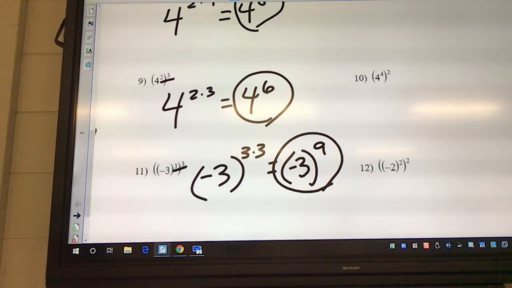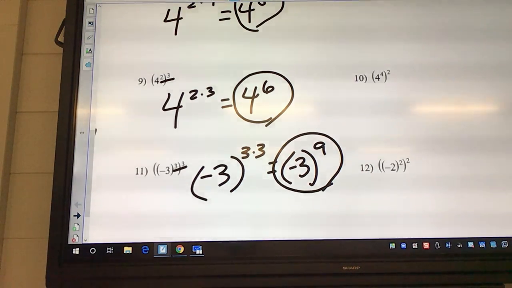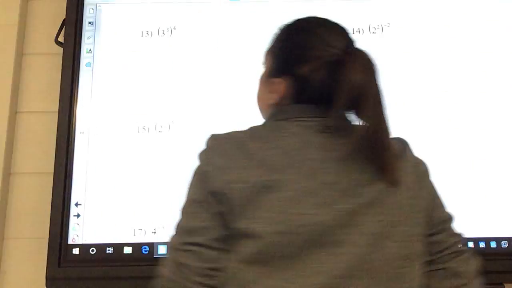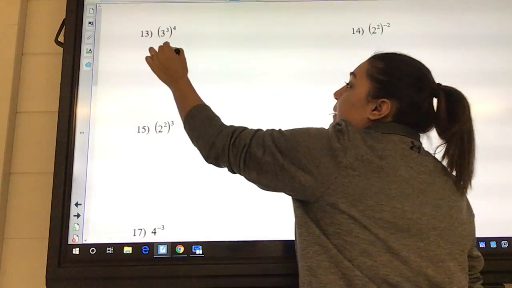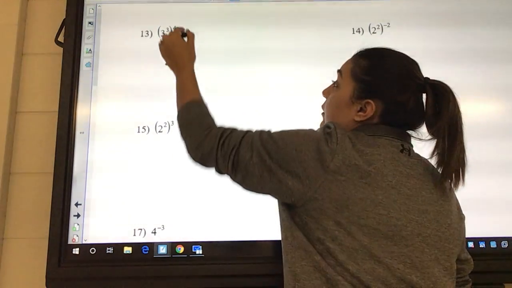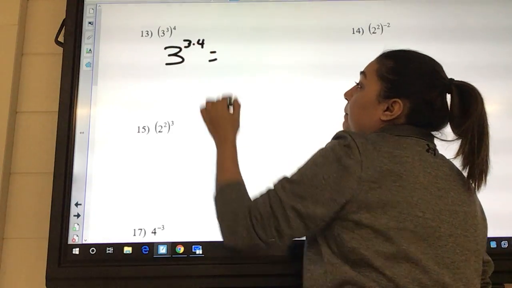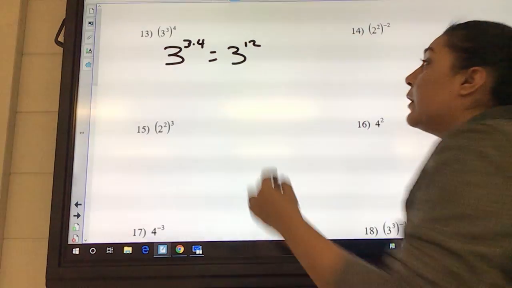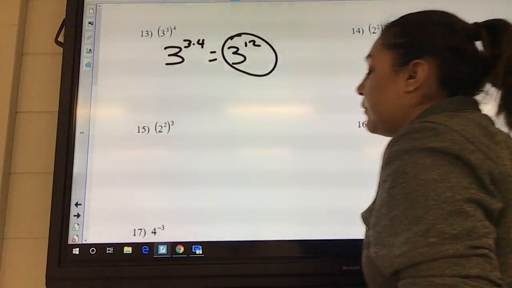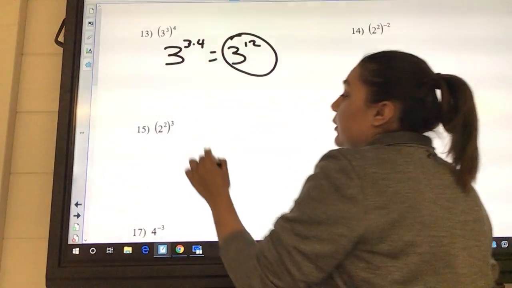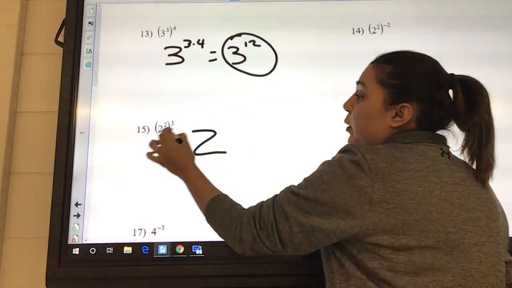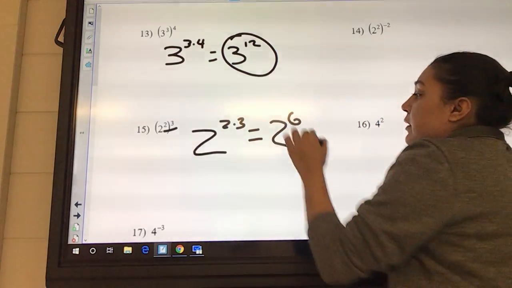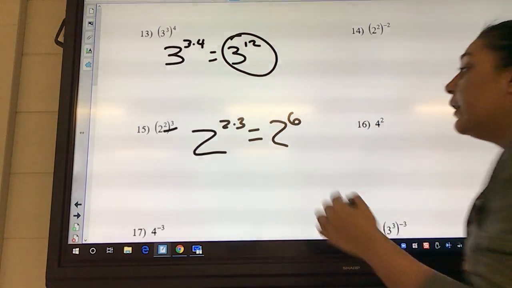Okay, hopefully so far so good. Okay, 13, we keep the same base and we multiply the two littles. So 3 times 4. So it's going to be 3 to the 12. Nothing's negative, so we can stop, we're done. Okay, 15, we keep the same base and we multiply the two littles. So 2 times 3. It's going to be 2 to the 6. Nothing's negative, so we're done.